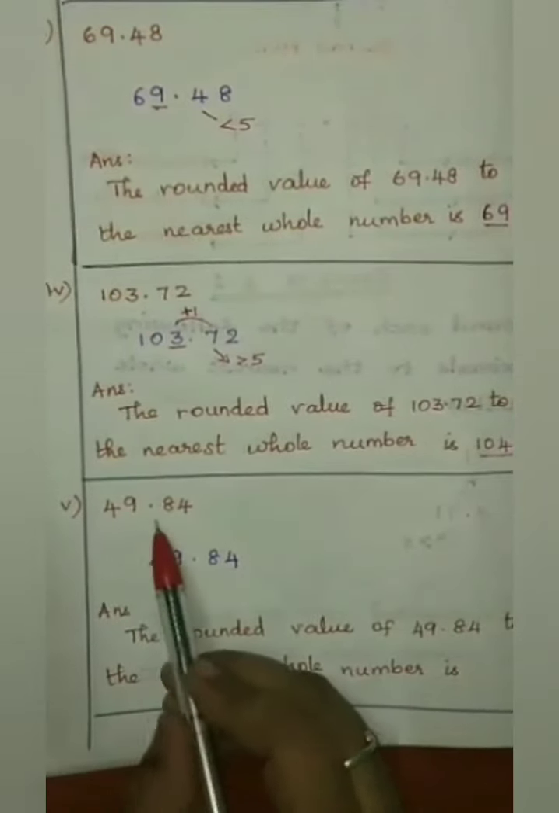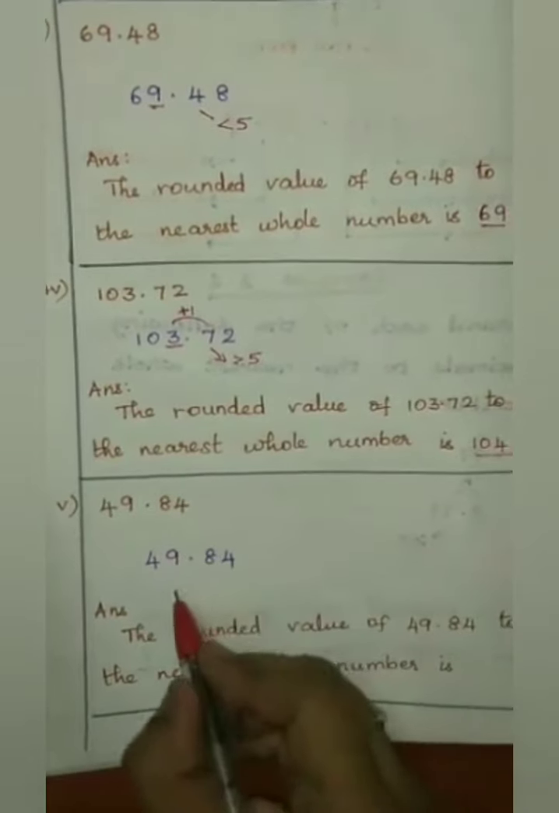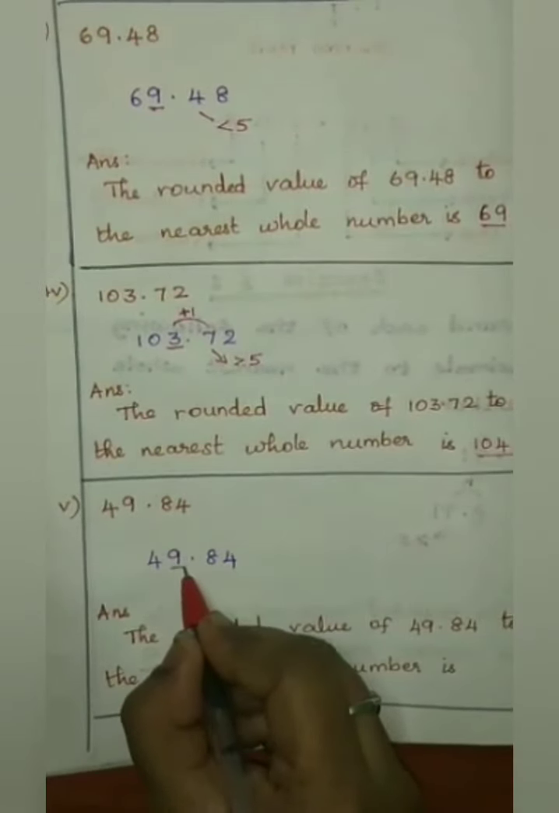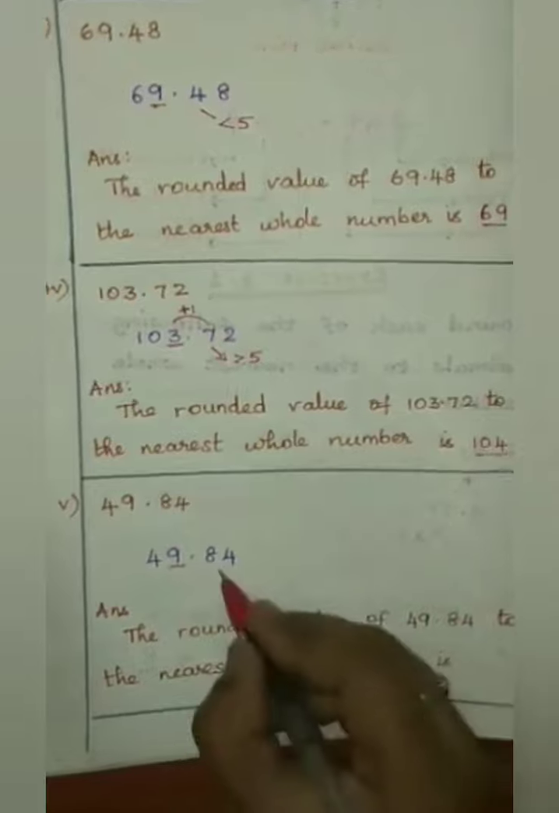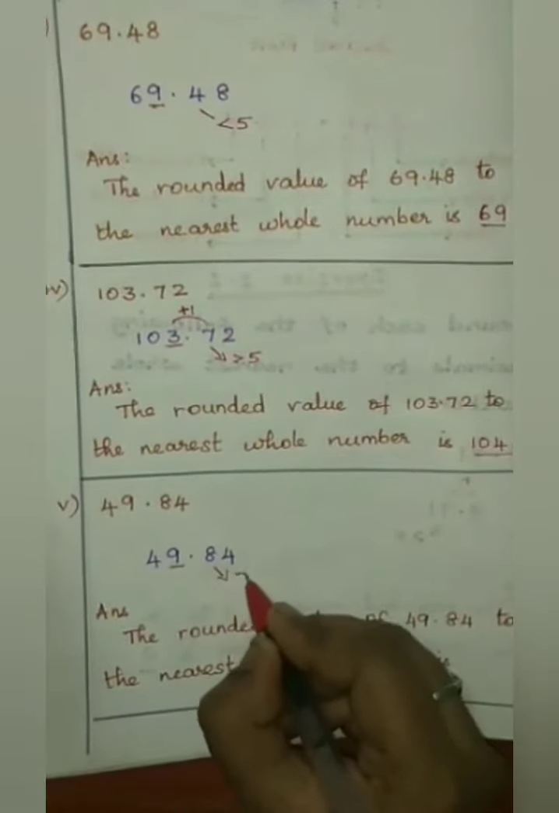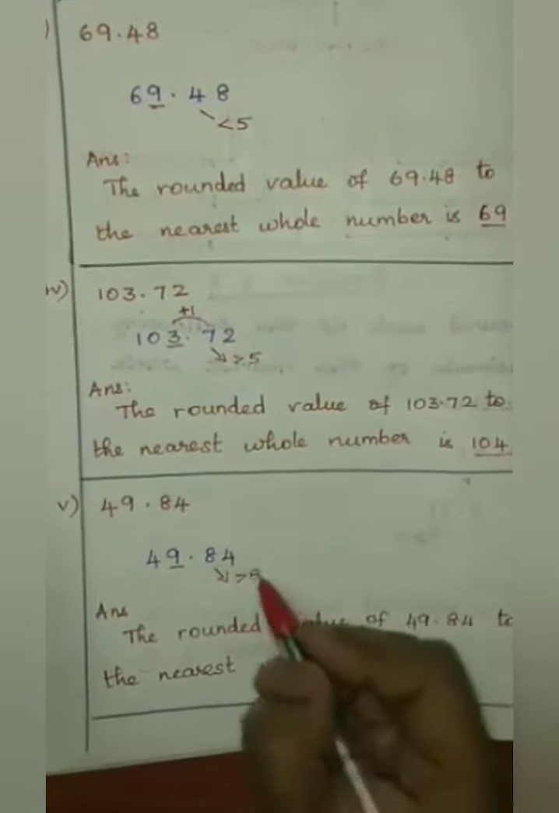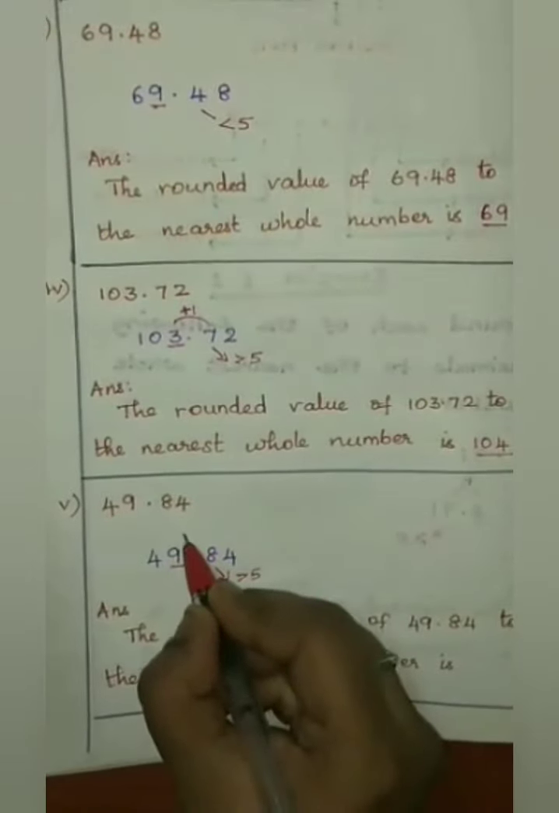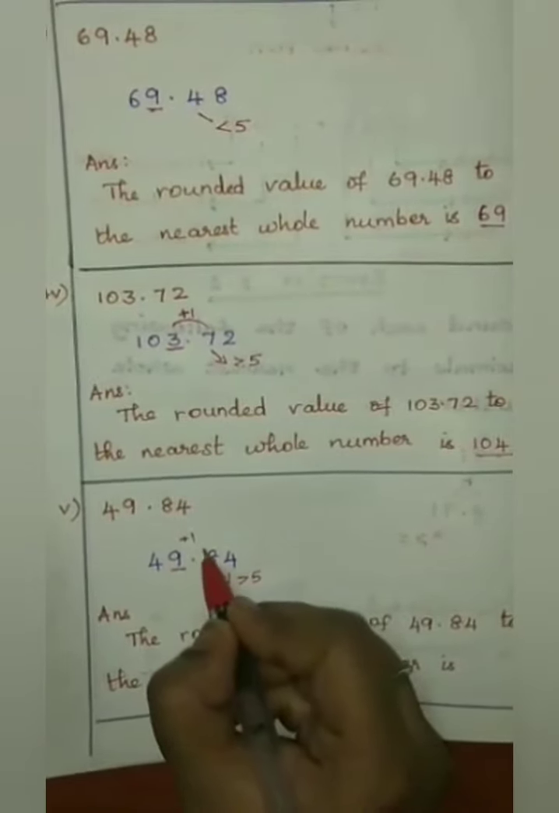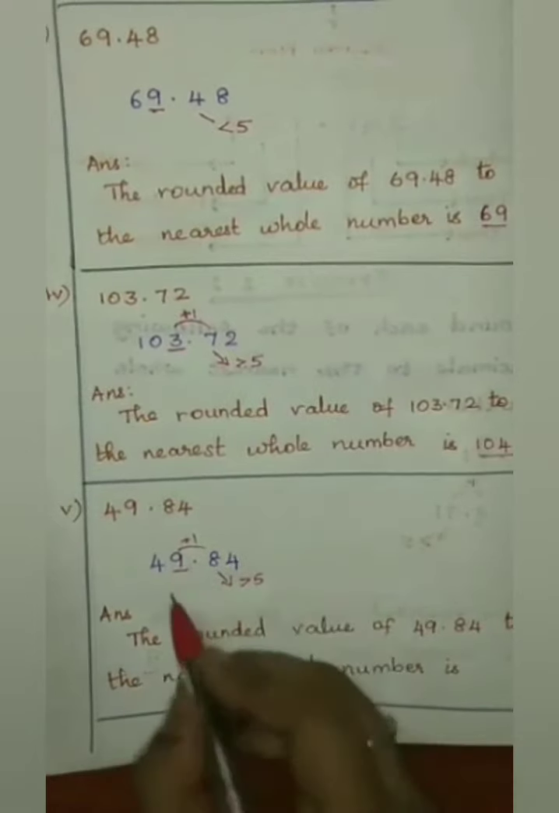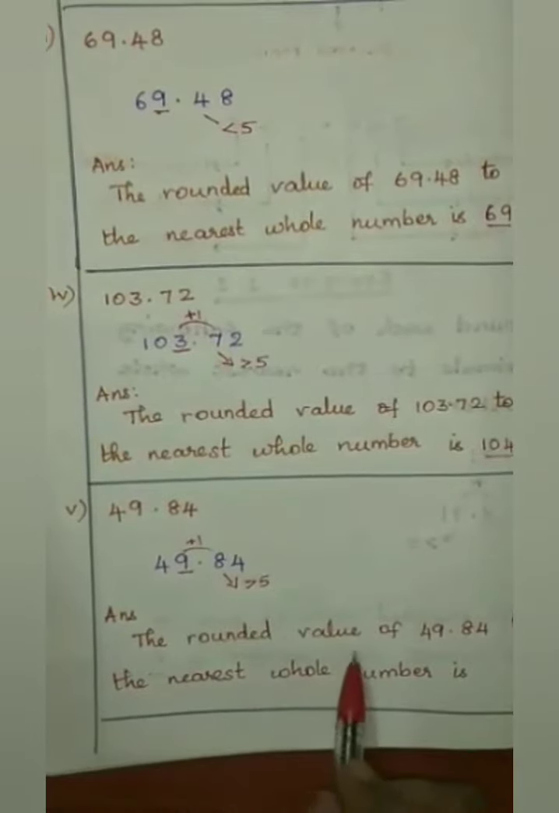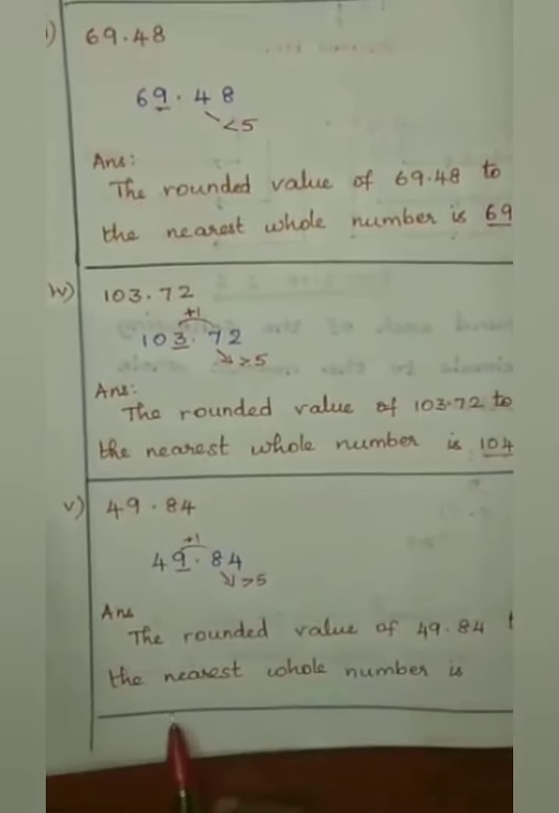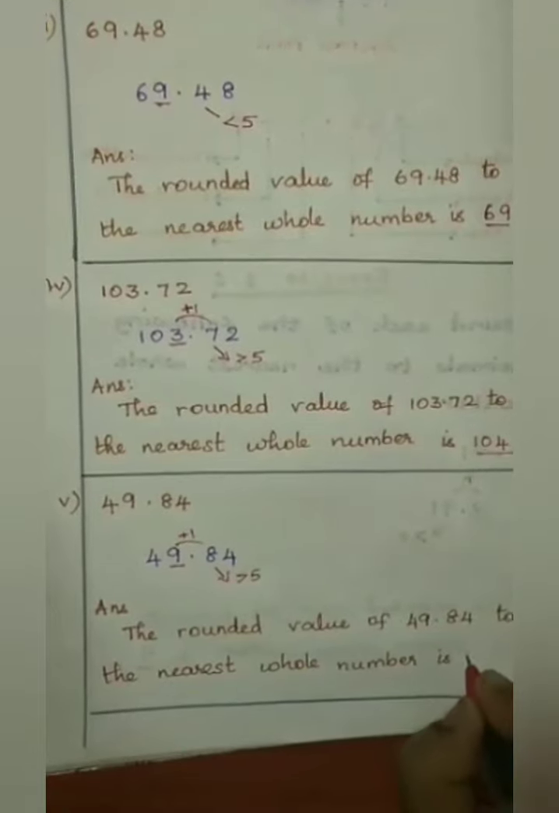Fifth subdivision, 49.84. Underline the rightmost digit in the whole number part and see the digit which comes after the underlined digit, that is 8, which is greater than 5. So add 1 to the underlined digit. So this 49 becomes 50. So the rounded value of 49.84 to the nearest whole number is 50.